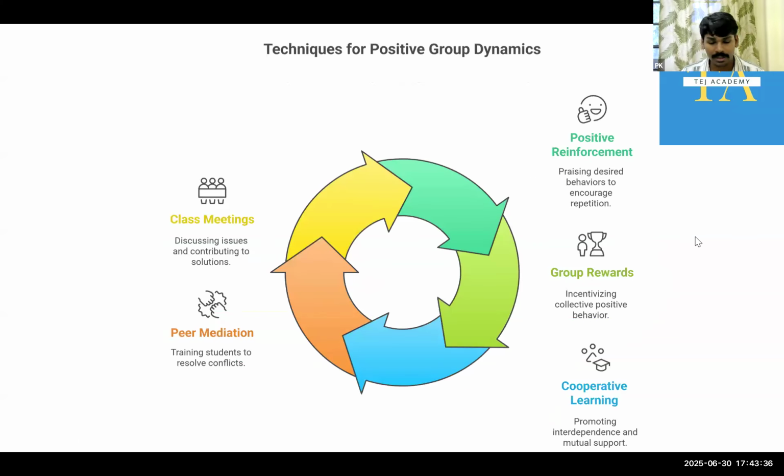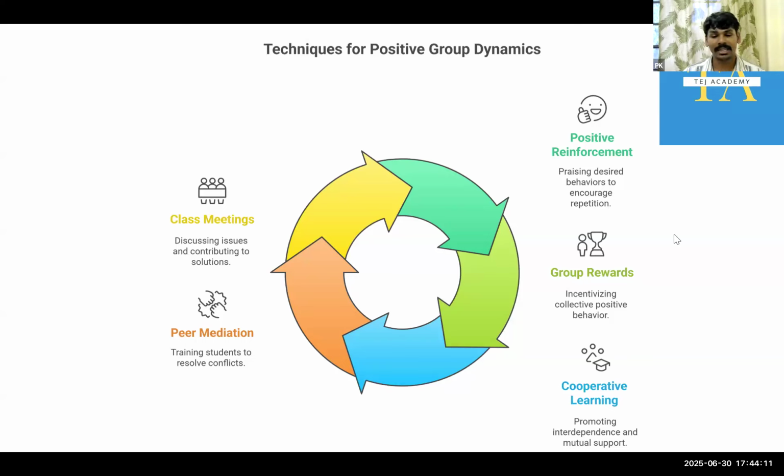Then let us look into group dynamics, positive group dynamics. The first one is positive reinforcement. Positive reinforcement is where you are praising the students. Good, very good, excellent work. So praising desirable behaviors, not everything. Whatever the students are doing, you're not just praising them irrespective of whether it is appropriate or not. Not like that. Praising desirable behaviors with appropriate feedback. This is positive reinforcement. And also acknowledging the effort that is being put in. So positive reinforcement is the first technique.